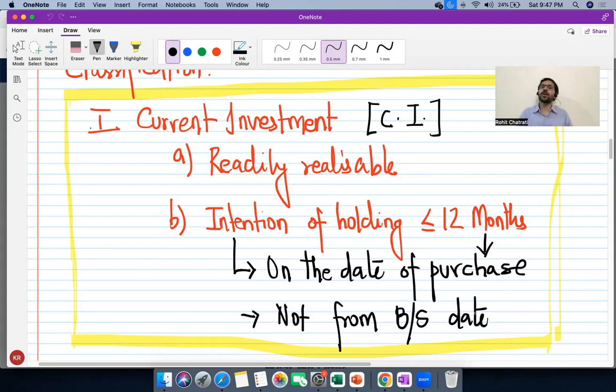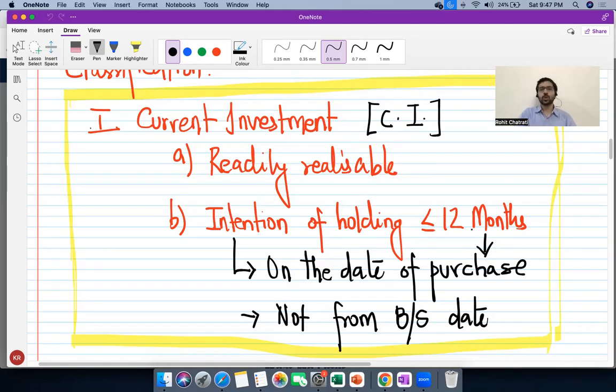I've purchased a bond today to dispose of it within a period of 12 months. That is a current investment. If I've purchased a bond to hold it up to its maturity, say a Government of India bond whose maturity is 10 years, and I want to hold it up to 10 years, that is going to be treated as a long-term investment because my intent is to hold it for more than 1 year.